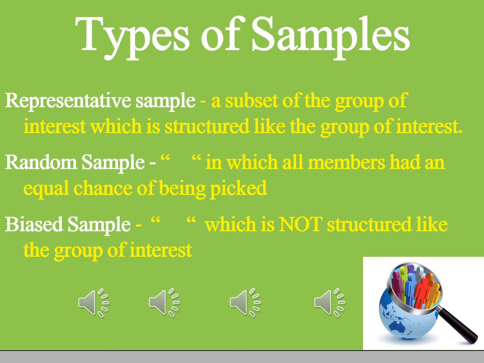It was not structured like the group of interest. They wanted the typical voter, they got the typical ultra-rich voter. So you can see the importance of having a representative sample. Now let's consider momentarily the random sample.